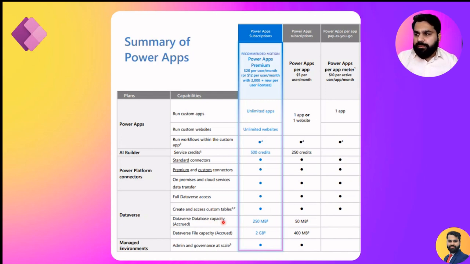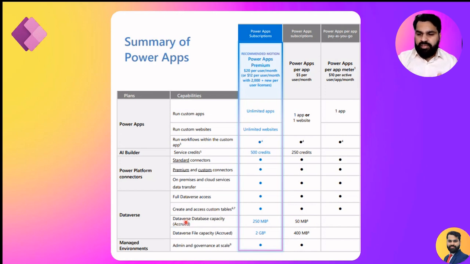Now, there is a separate database capacity which will be added to the tenant per license procured. So, for example, if an organization procures one Power Apps premium license, 250 MB of Dataverse database capacity will be added to the organization tenant. If there are 10 such Power Apps premium licenses procured by an organization, then it will be 2500 MB of database capacity added to the tenant.